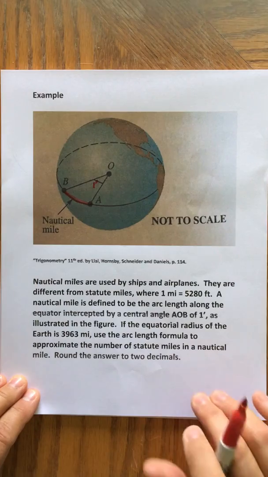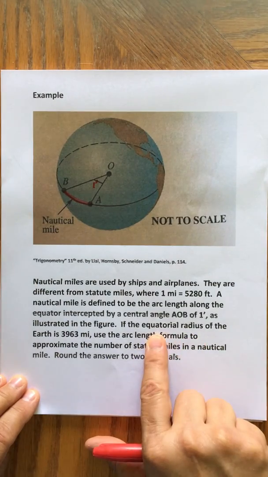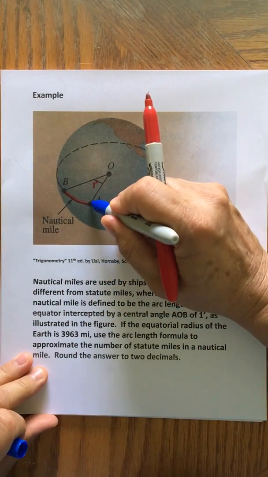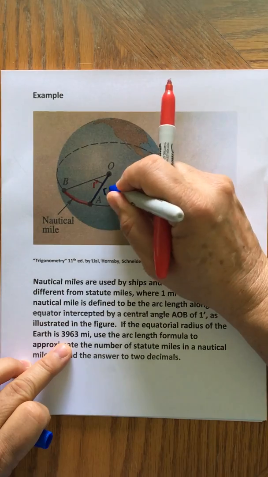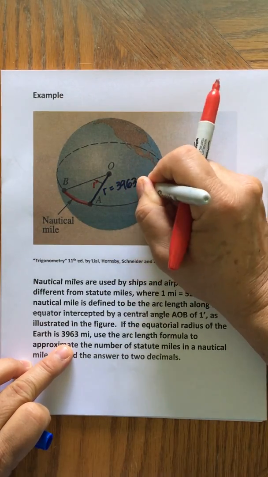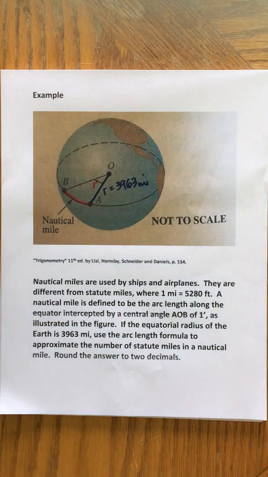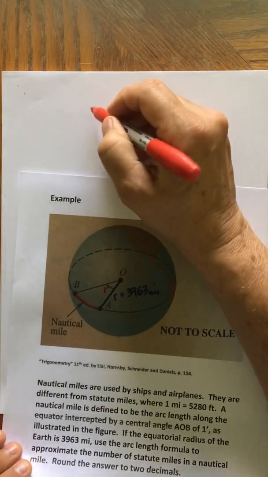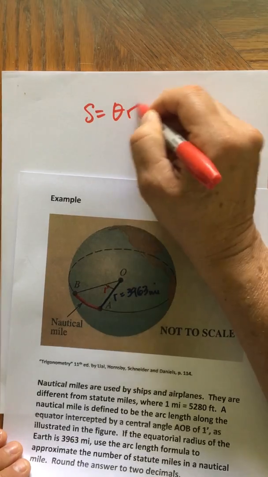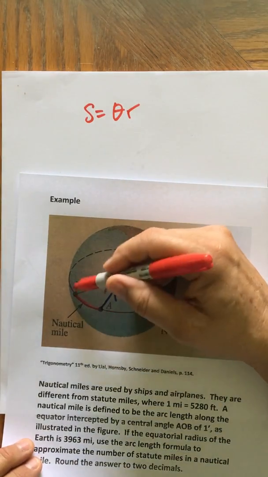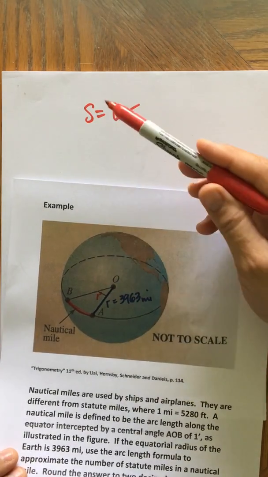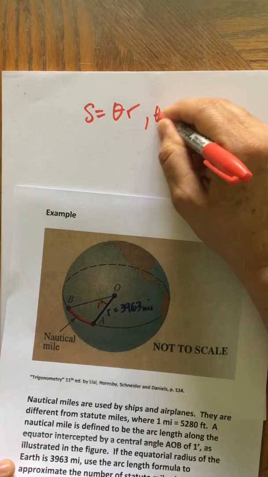So what they're asking then is, if the equatorial radius, so that's this radius right here, the radius at the equator is 3,963 miles, use the arc length formula to approximate the number of statute miles in a nautical mile and round to 2 decimals. All right, so it makes sense to use S equals theta R. It's a curved path. We have the radius, and we also have the angle. So normally you just plug in, except that theta must be in radians.